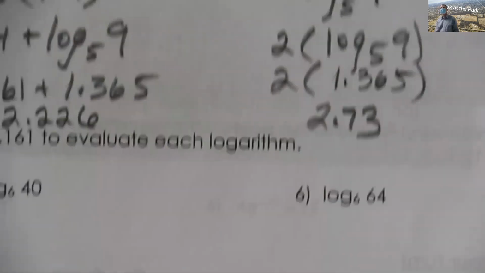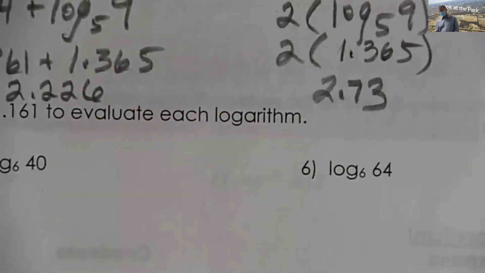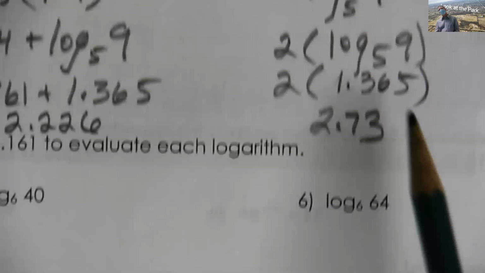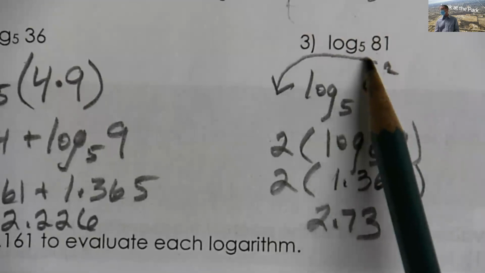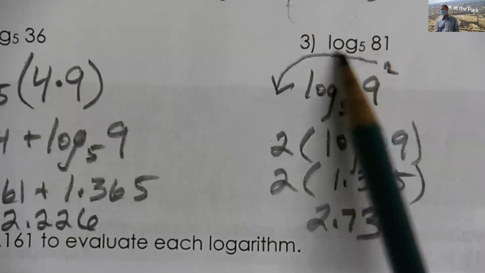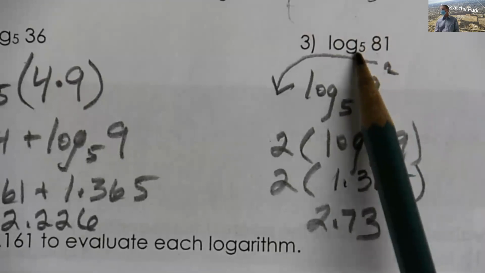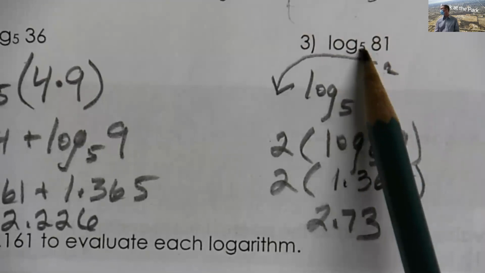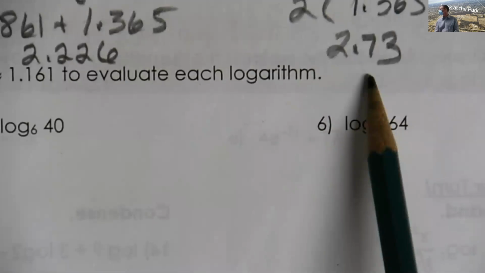Let's see if we understand what this 2.73 number means. When you look at the value of your question, log base 5 of 81, 5 to what power equals 81? That's the question. 5 to the first power is 5. 5 to the second power is 25. 5 to the third power is 125. So you know it's not 5 to the third power. It's a little bit less than that. And that's where we came up with our 2.7.